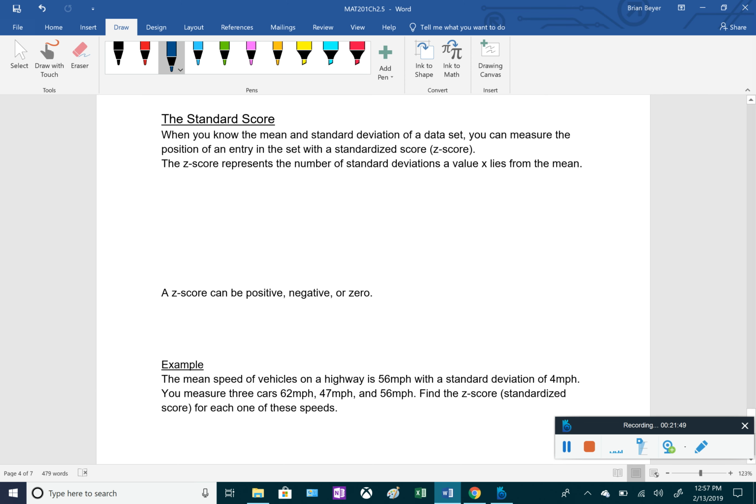Okay, so kind of switching gears just a little bit. So that's it for that little section. So switching gears for this last page for the standard score.